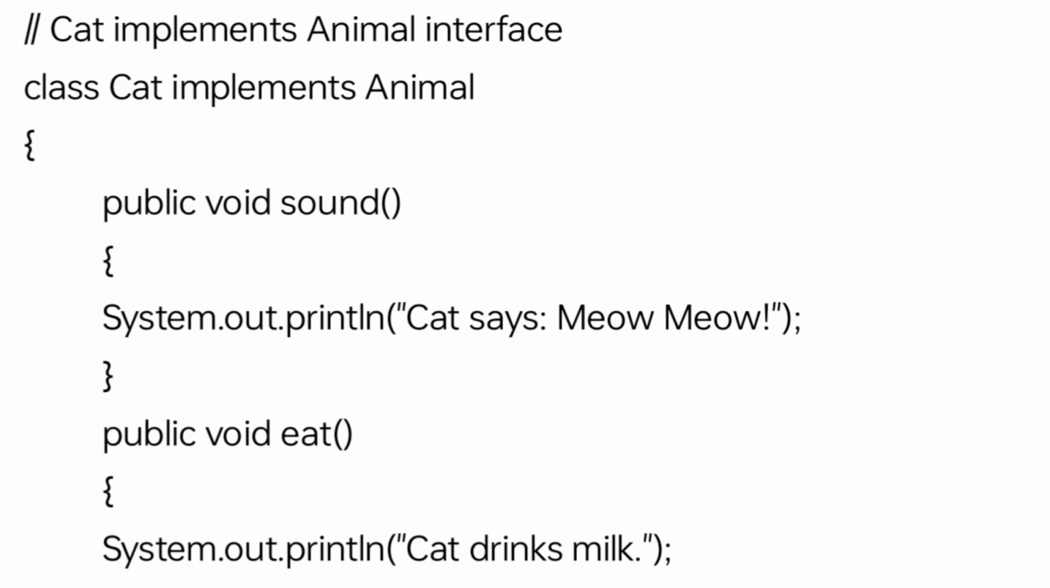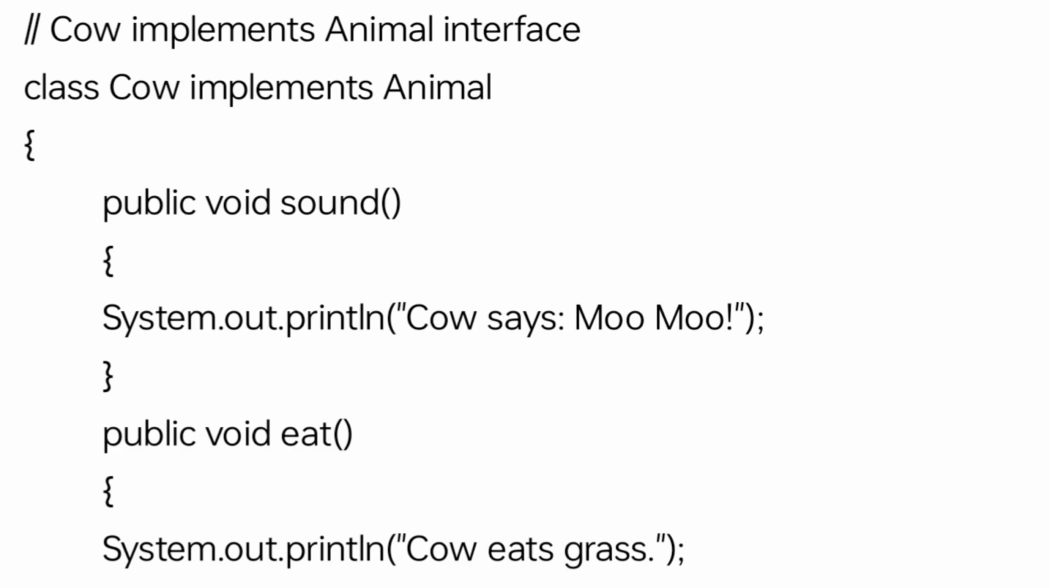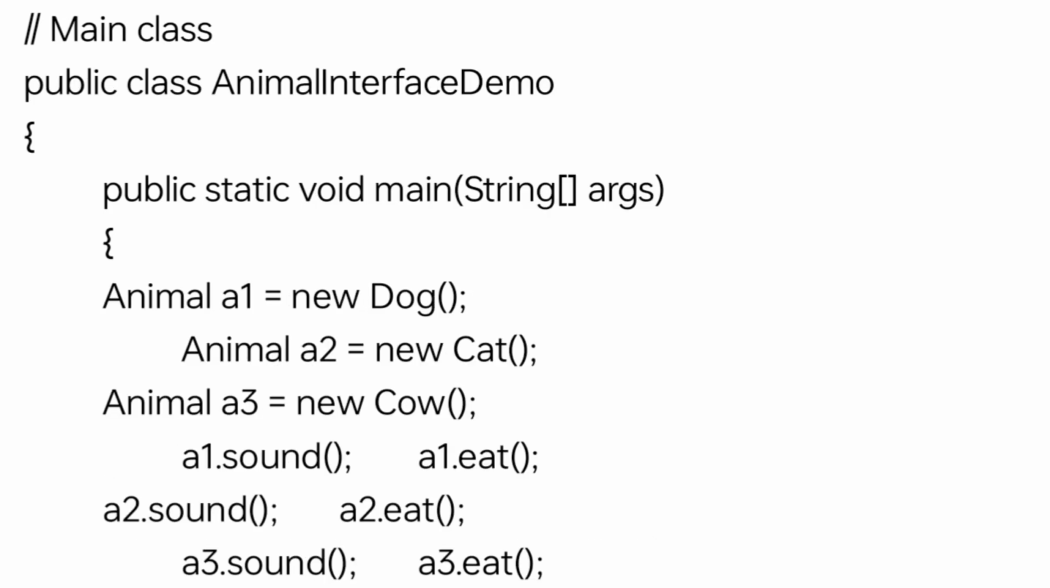Cat is also another derived class. Here also the sound and eat methods are overridden. According to the class, the respective method will be executed. So during object creation, A1 is equal to new Dog, so A1 is an object of Dog.